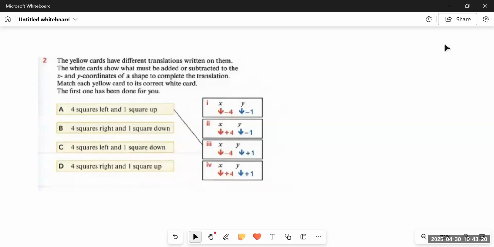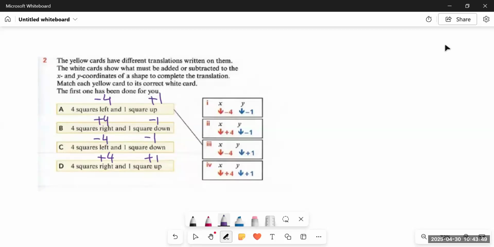That's what we have to do in question number 2. The yellow cards have different translations written on them. As you can see in part A, it's 4 squares left and 1 square up. 4 squares left means x minus 4. 1 square up means plus 1. 4 squares right means plus 4. 1 square down means minus 1. 4 squares left means minus 4. 1 square down means minus 1. 4 squares right means plus 4. 1 square up means plus 1.